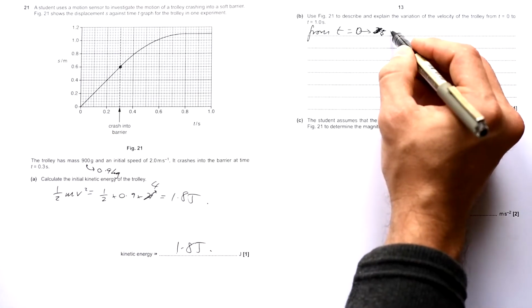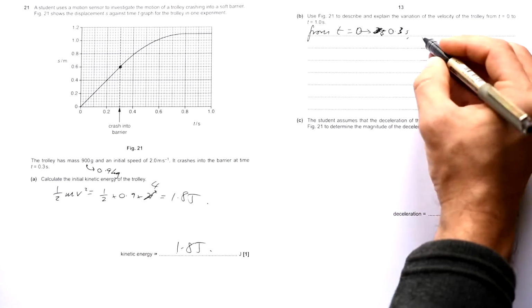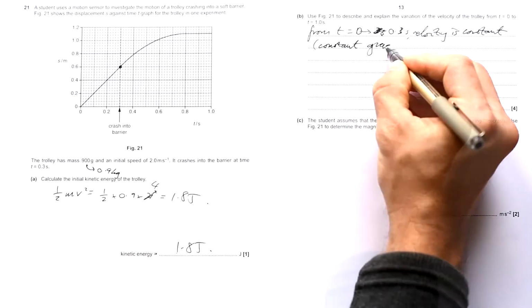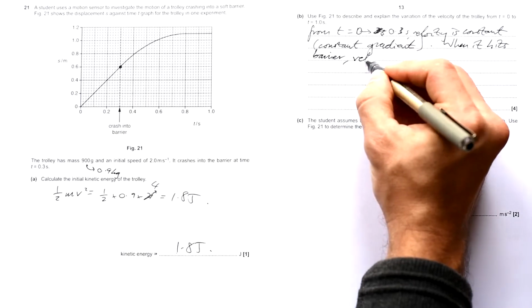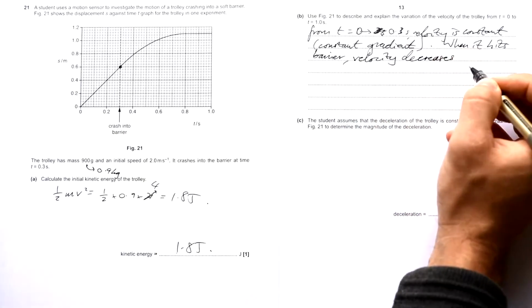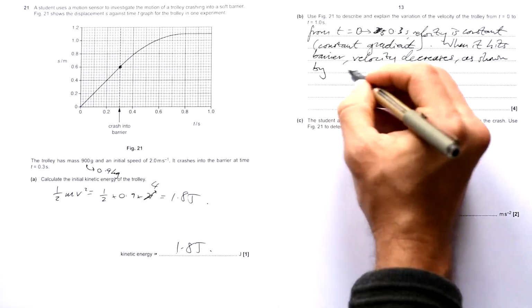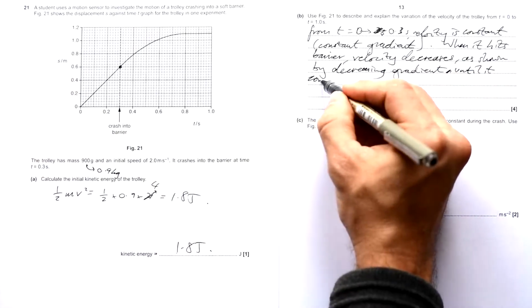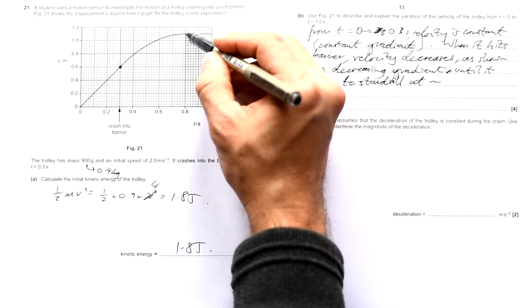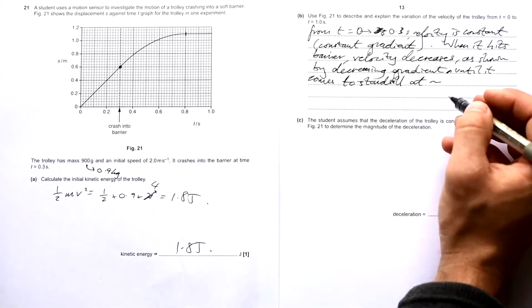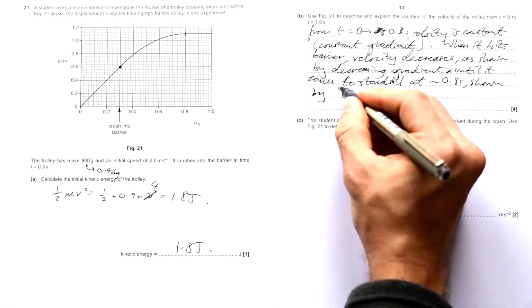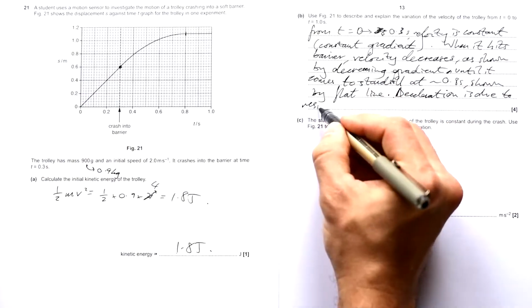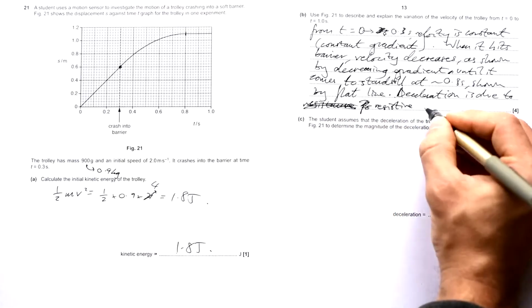From t0 to 0.3 seconds, velocity is constant gradient. When it hits the barrier, velocity decreases, as shown by decreasing gradient, until it comes to a standstill at around, let's go with 0.8 seconds. Maybe it's a little bit before that, but whatever. Shown by flat line. Deceleration is due to resistive force of barrier.